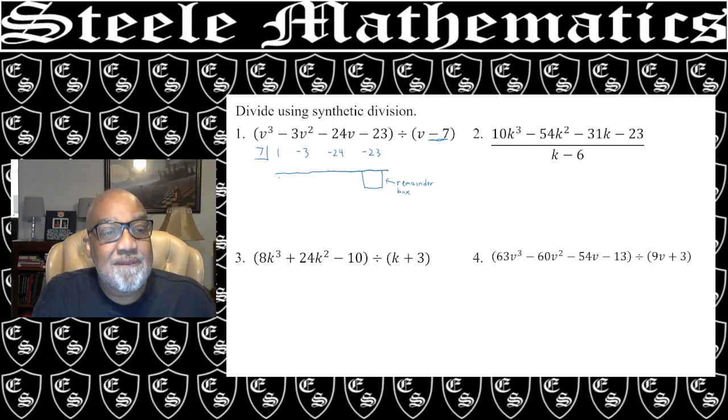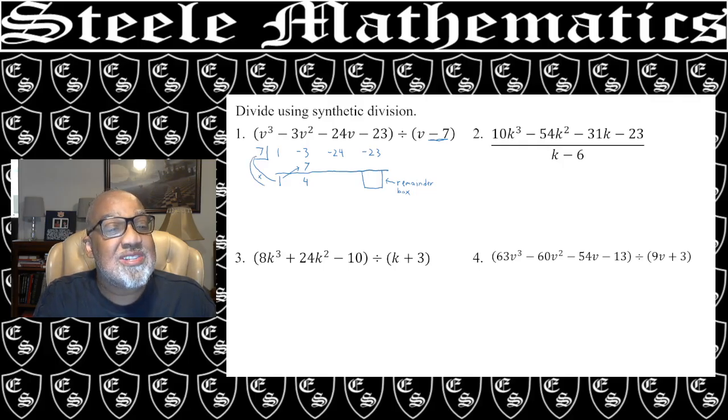You bring down the first number. You bring down the 1. Then what you do is you're going to do 7 times 1, which is 7, and you're going to put it underneath the negative 3. Then you do negative 3, and I'll write an arrow here. You do negative 3 plus 7, which is 4.